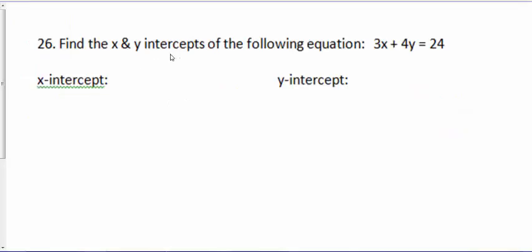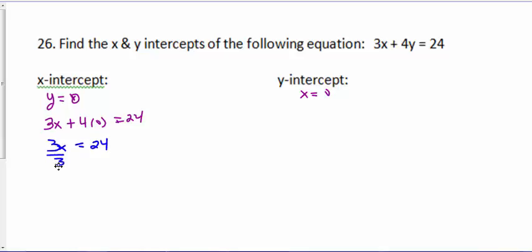Now, find the x and y intercepts of the following equation. Well, if we're going to do that, we should set y equal to 0 for the x-intercept and x equal to 0 for the y-intercept. Okay? In doing so, I have 3x plus 4 times 0 equals 24. Okay? So what I'm left with is this. 3x equals 24 divided by 3. So x equals 8. That's the x-intercept.